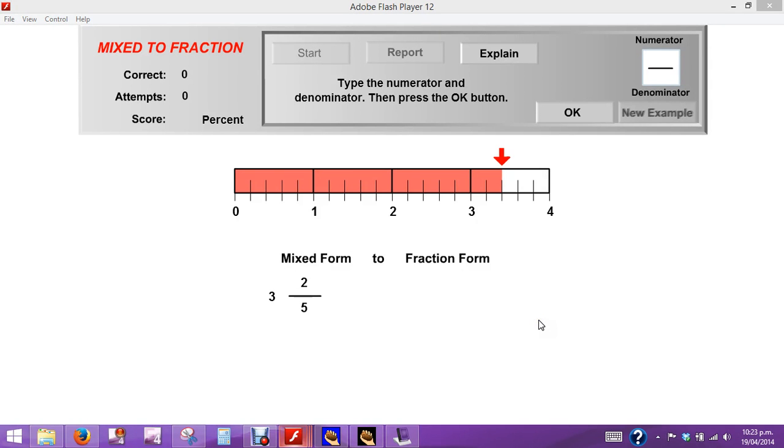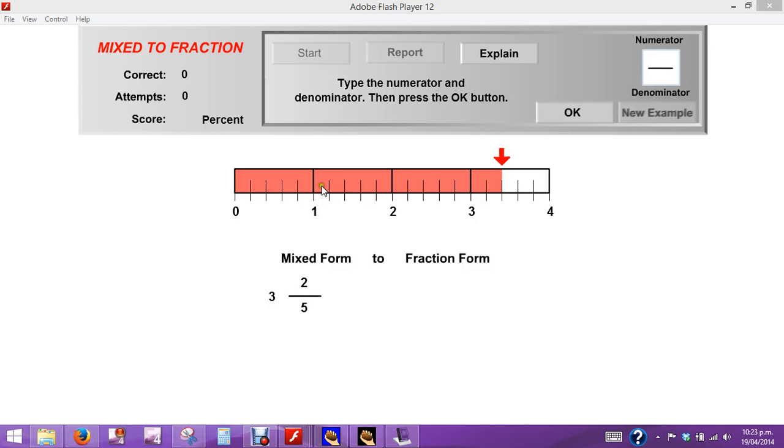So we're going to look at mixed numbers and writing them in fractional form. Mixed numbers means you've got some whole numbers. In this case we've got 3 wholes and some part numbers. So we've got 3 wholes and the fractional part is 2/5. So what we have to do is change this into a complete fraction. That 2/5 is already a fraction, but we also need to change the 3 part to a fraction.